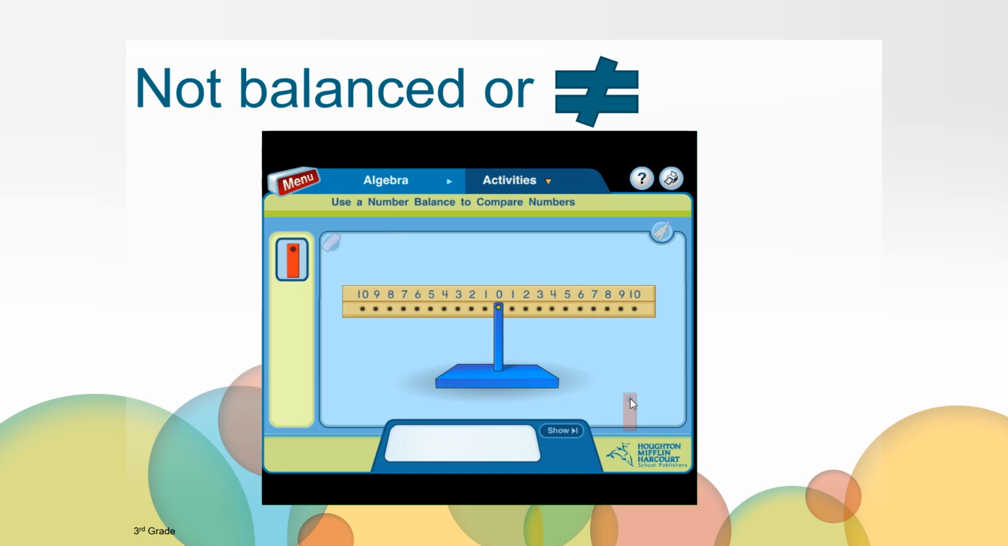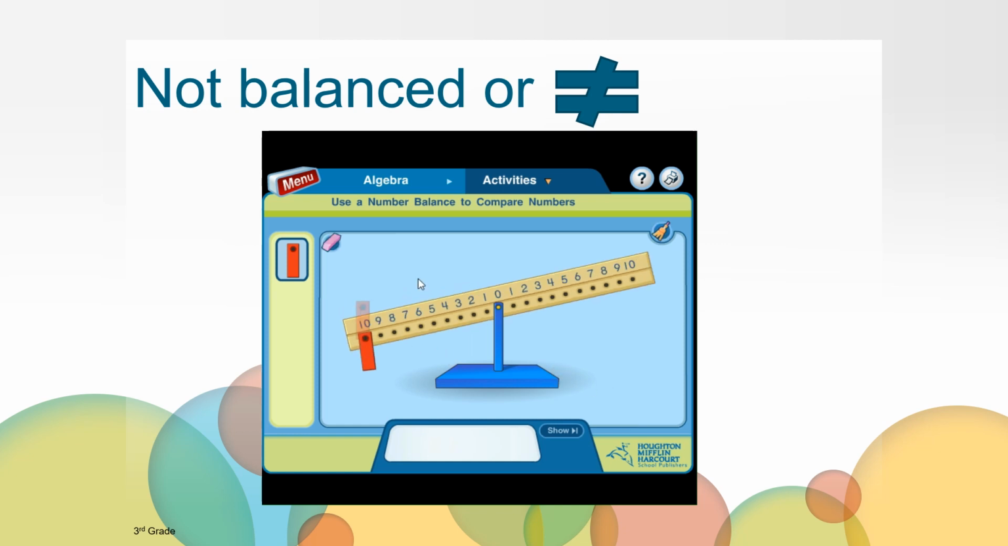How do you know when the scale is not balanced or not the same? We know because one side of the balance will be higher than the other side of the balance. When the balance is not balanced or not the same, we call that these are not equal to each other. 10 is not equal to 6. To show that something's not equal, we use an equal sign with a line through it to show that they're not equal.